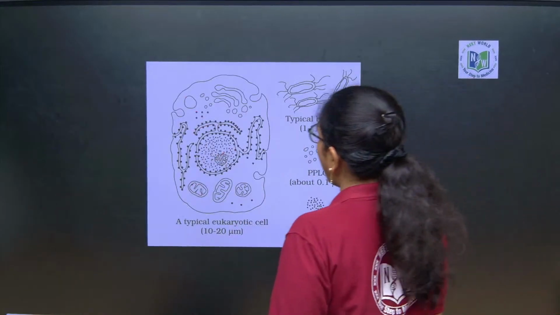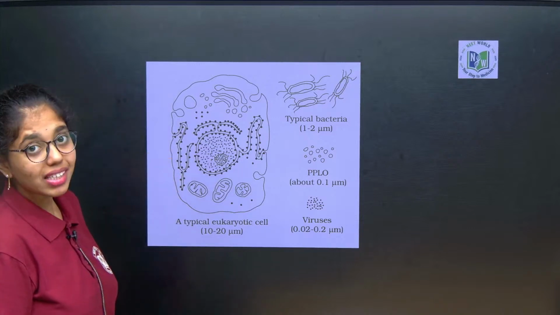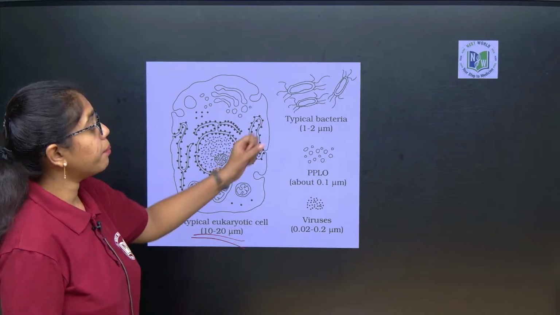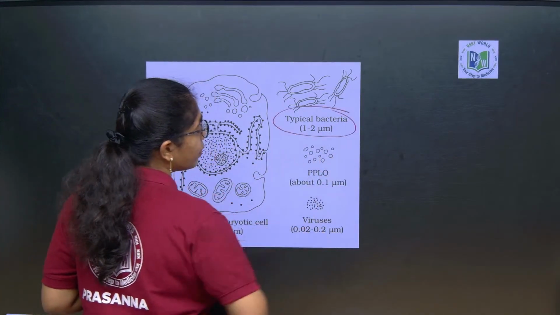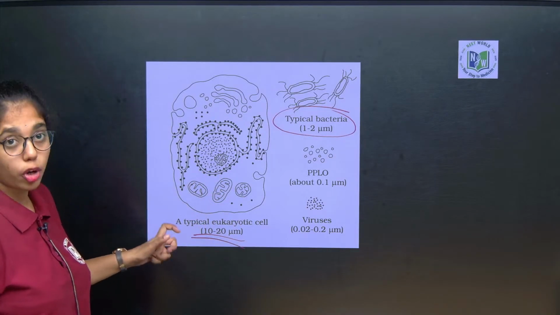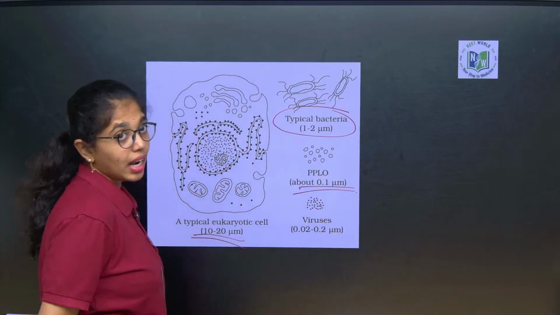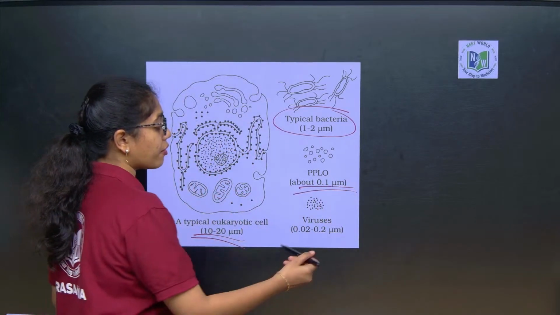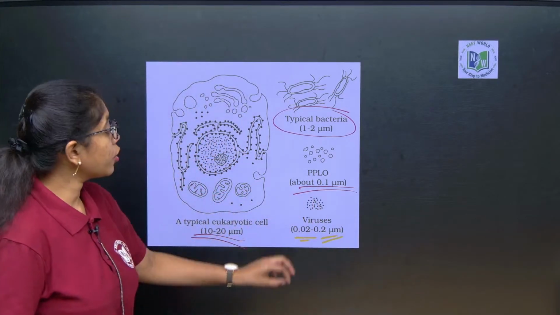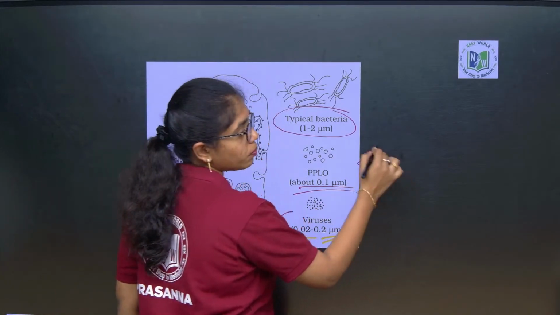Next, here comes the size of the cell. A eukaryotic cell is of 10 to 20 micrometers in diameter, and a bacterial cell is 1 to 2 micrometers in diameter. Pleuropneumonia like organisms, mycoplasma, are 0.1 micrometers in diameter, and viruses are from 0.02 to 0.2 micrometers in diameter. You have to remember each and every number of this, very important.